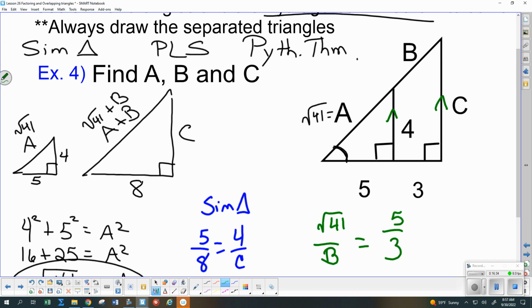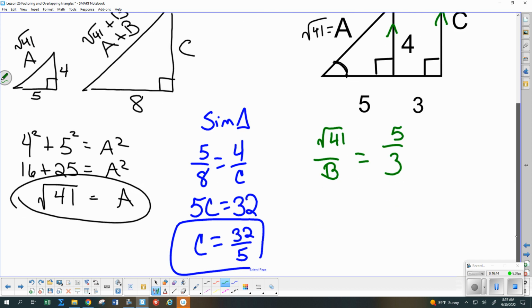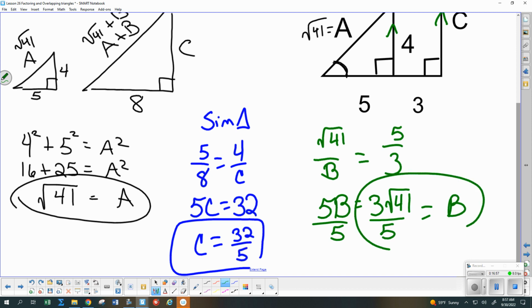Is that the easiest? I like that better than having to have a root 41 over root 41 plus B, which I'd have to if I did the similar triangles. So let's just do our cross product here. 5B equals 3 root 41. Divide both sides by 5. And B is 3 root 41 over 5 using our proportional line segments.